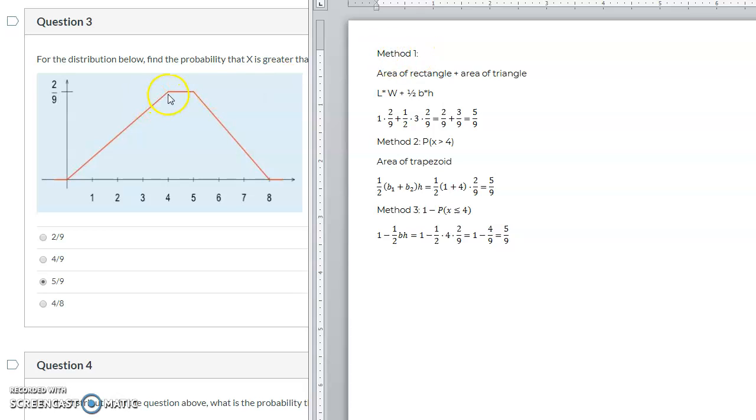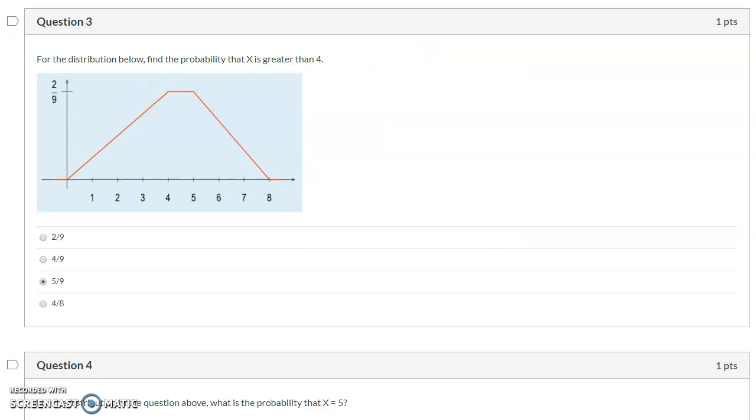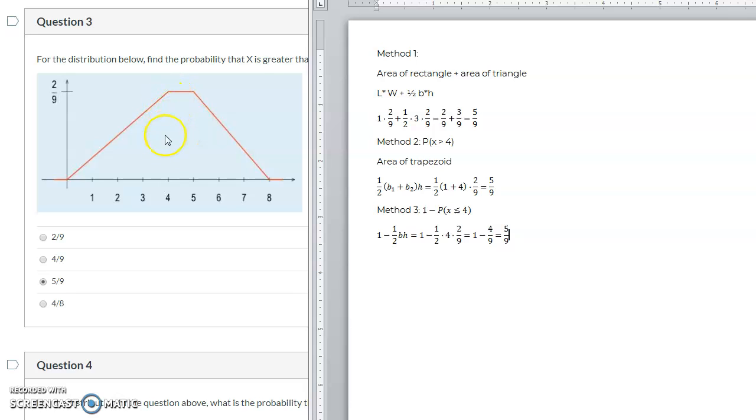Method 1, we can say we want the area of this rectangle from 4 over, a skinny, tall rectangle, plus the area of this triangle here. The area of a rectangle is just length times width. And the area of our triangle is still 1/2 base times height. So the rectangle here, the length is from 4 to 5, that's only 1 long. And then the width is at that height of 2/9. So you can see that's just the rectangle portion right here.